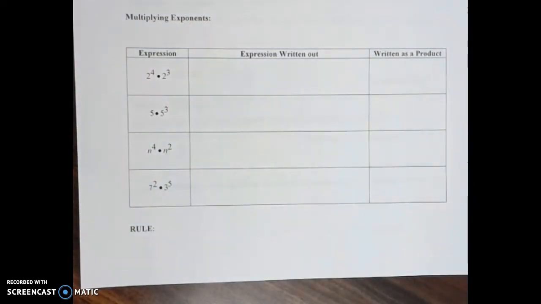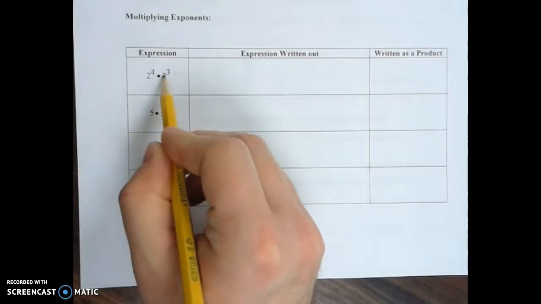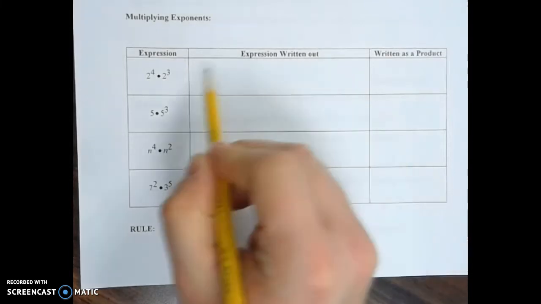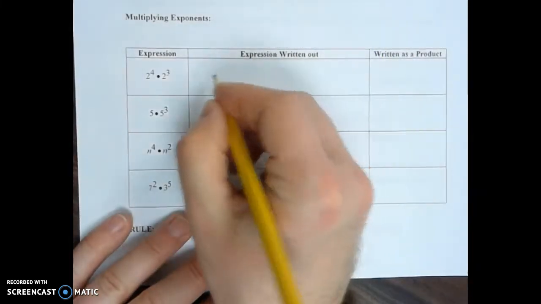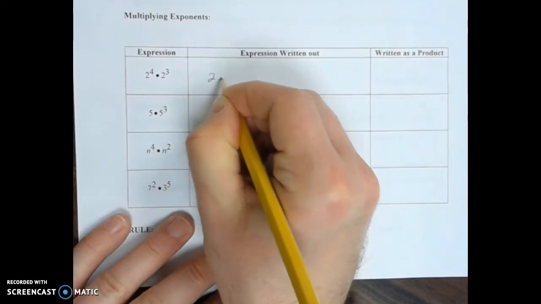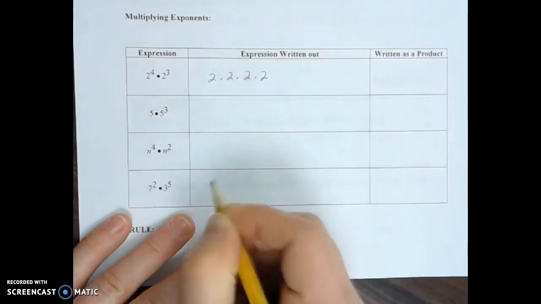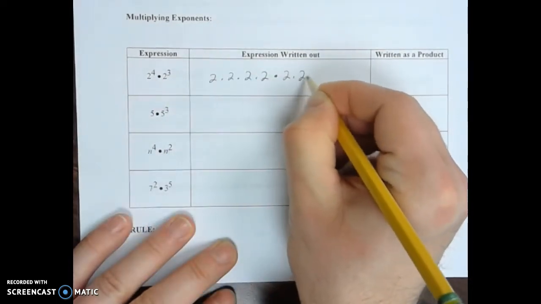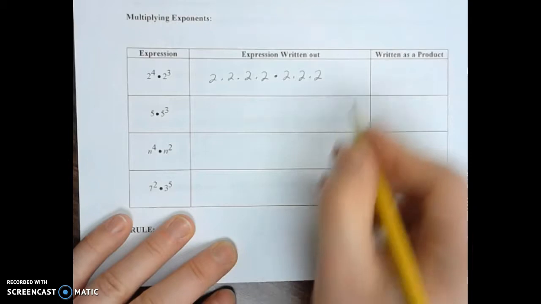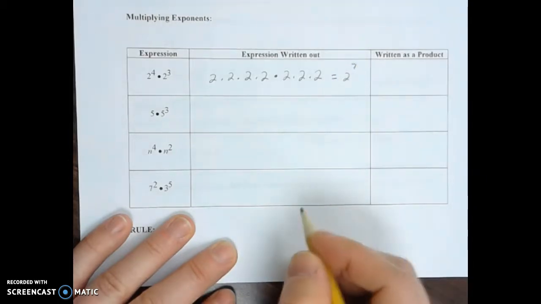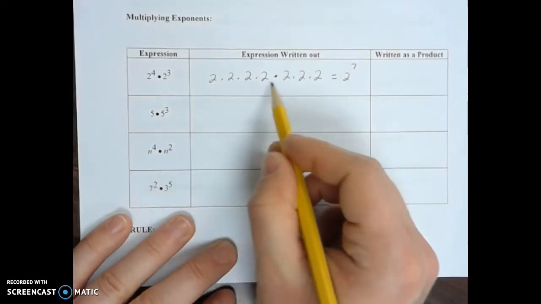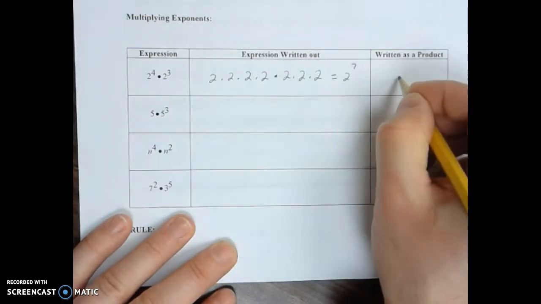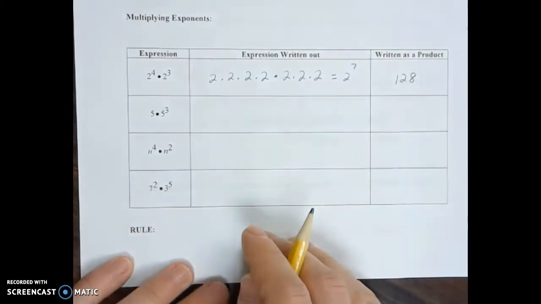Now, when we multiply exponents, for example, 2 to the 4th power times 2 to the 3rd power, it's helpful to write out the expression, expand the expression. So I have 2 to the 4th power, which is 2 times 2 times 2 times 2. And now I'm going to multiply that by 2 to the 3rd power, which is 2 times 2 times 2. Well, that's just the same as doing 2 to the 7th power. If you were to do this multiplication, 2 times 2 times 2 times 2 times 2 times 2 times 2, you get an answer of 128.